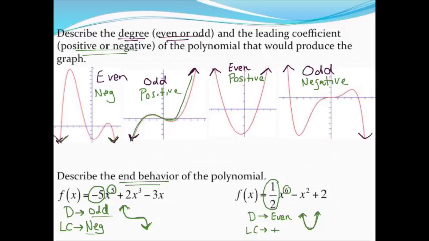That does not mean the polynomial itself necessarily looks like this. There may be hills and valleys there in the center, but the ends of the graph will both point up.